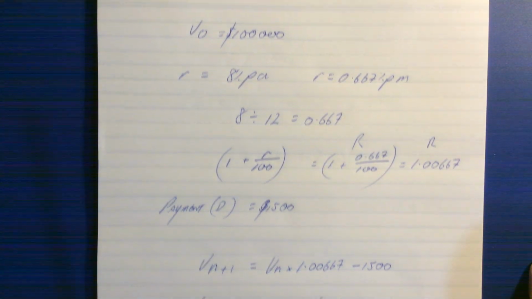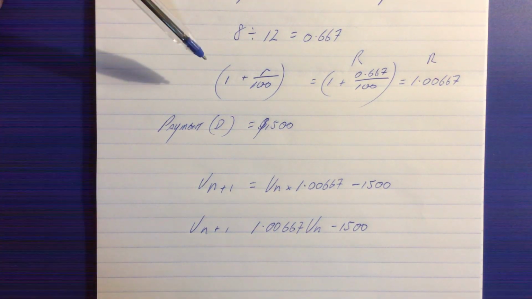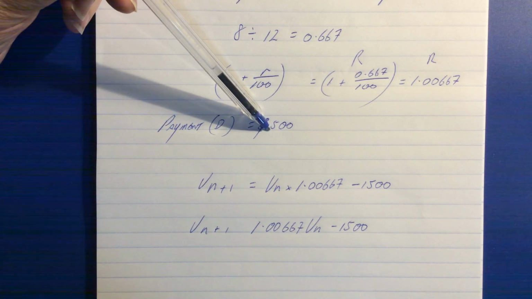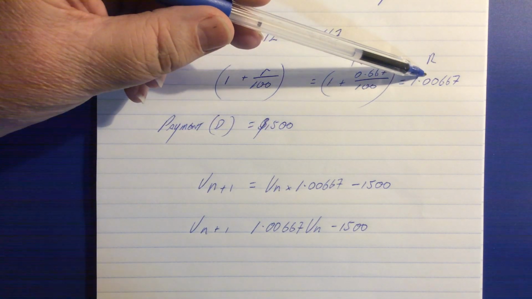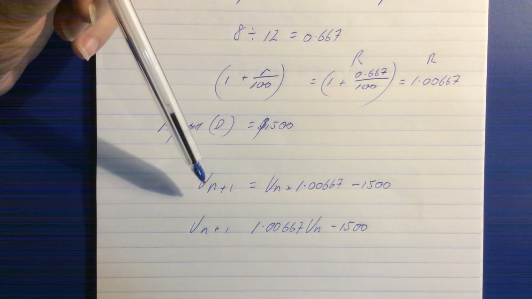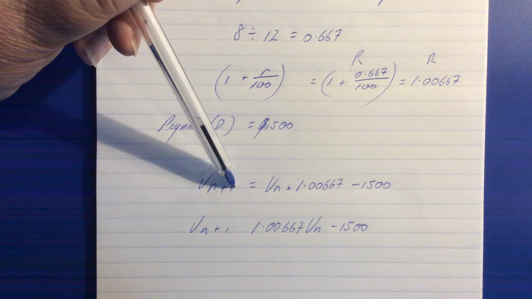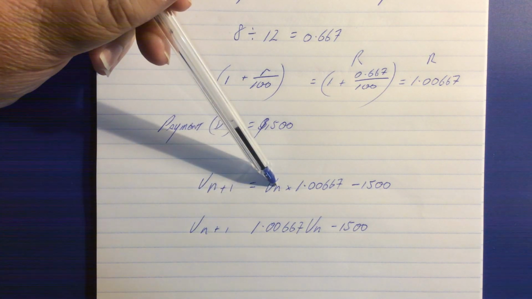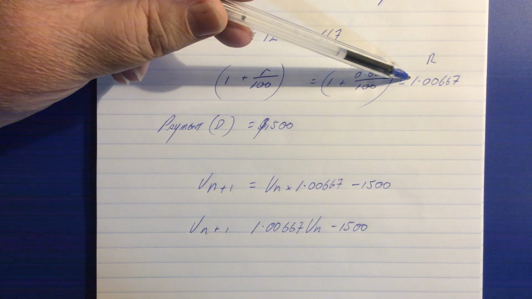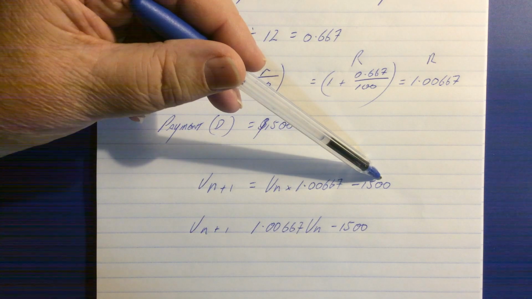So when we create the recurrence relation, we have all the information we need. We know that the payment is $1,500. We know that this is 1.00667, and we just set up the recurrence relation accordingly. So Vn plus 1 is going to equal Vn times this number here, 1.00667, minus the payment, $1,500.